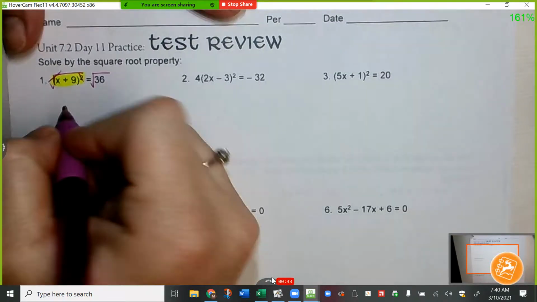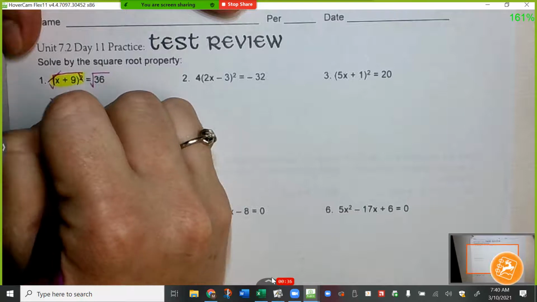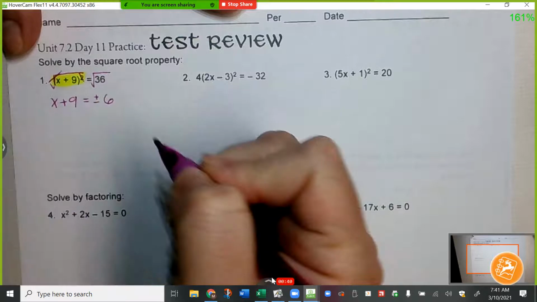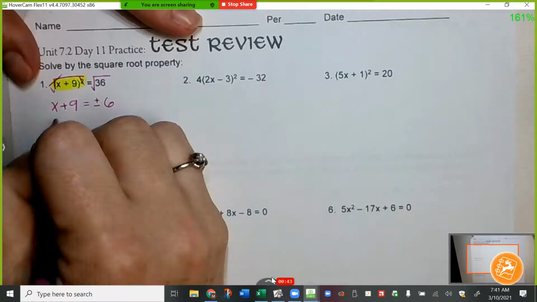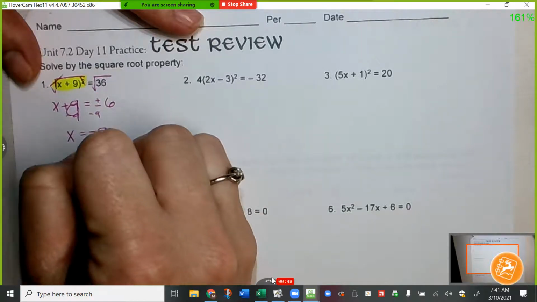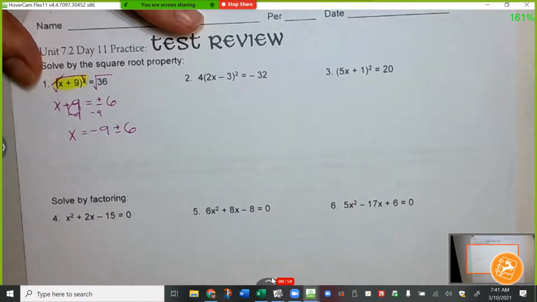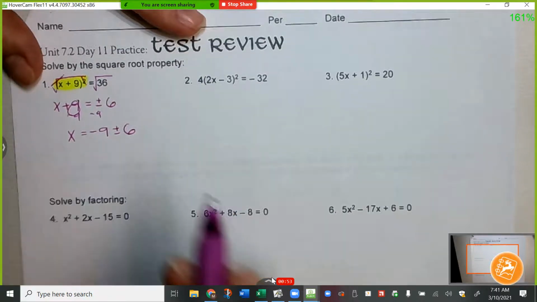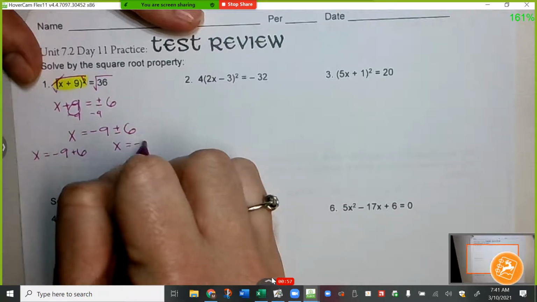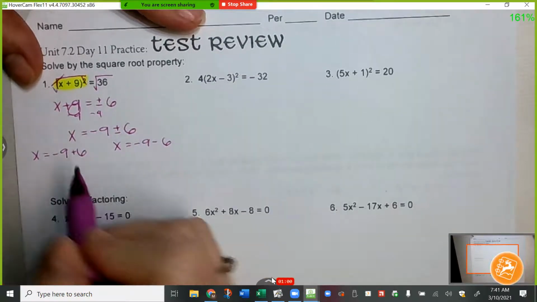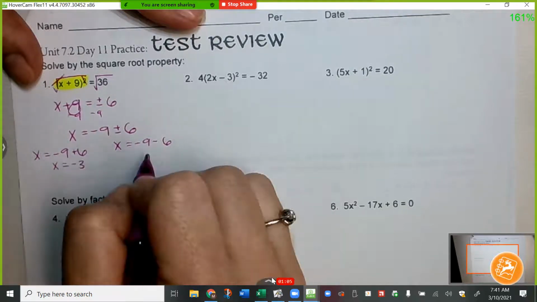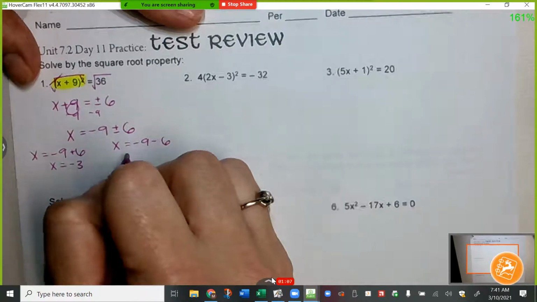Okay, and you get x plus 9 equals, remember when you take the square root of a number, it's positive and negative. The square root of 36 is a perfect number, and it is 6. So I'm going to subtract 9 from both sides, and I get x equals negative 9 plus or minus 6, which I have to separate because it's not going to be the same thing. So x equals negative 9 plus 6, x equals negative 9 minus 6. Negative 9 plus 6 is negative 3. Negative 9 minus 6 is going to be negative 15.